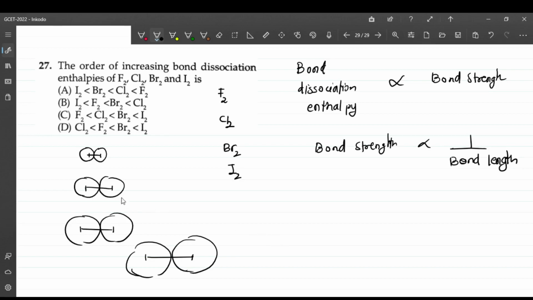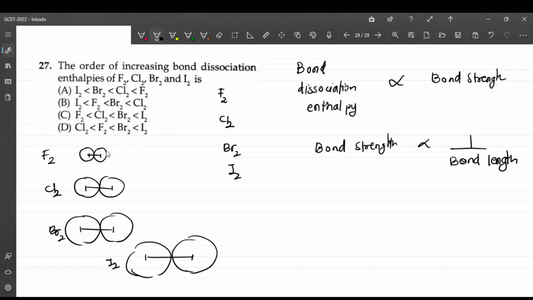Okay, so here smallest is the bond length, strongest is the bond strength, right? This is of the F2, this is of the chlorine, this is of the bromine, this is of the iodine. That should be the thing. But one more factor over here is the inter-electronic repulsion, right?